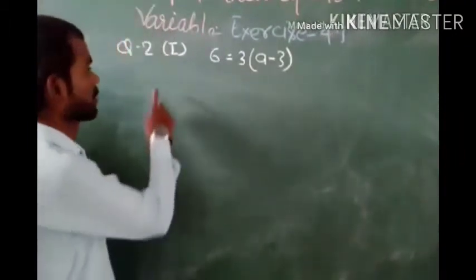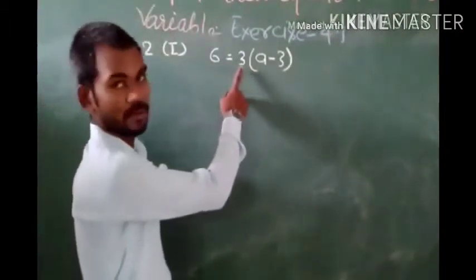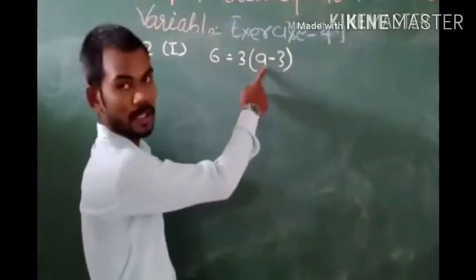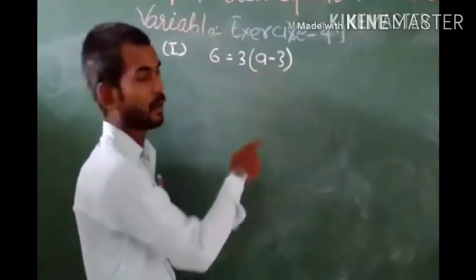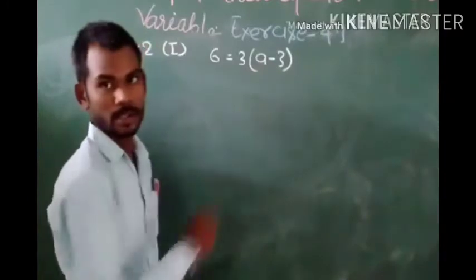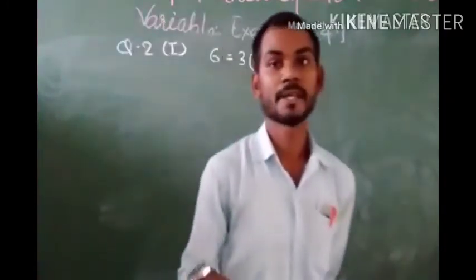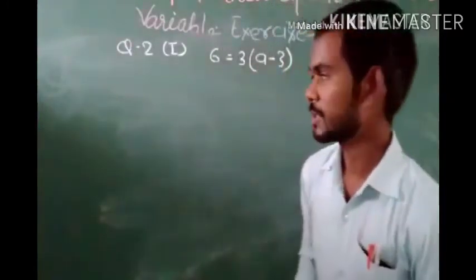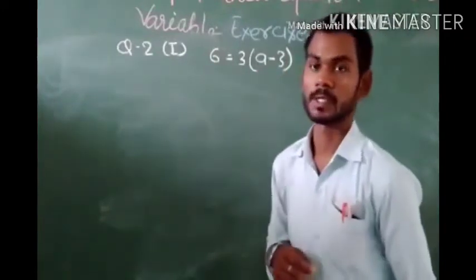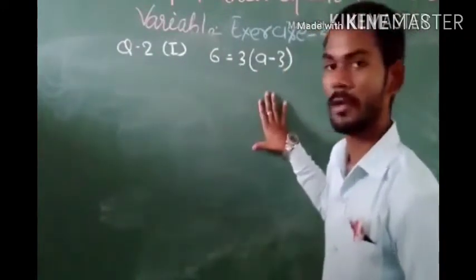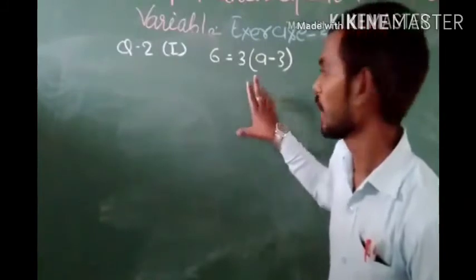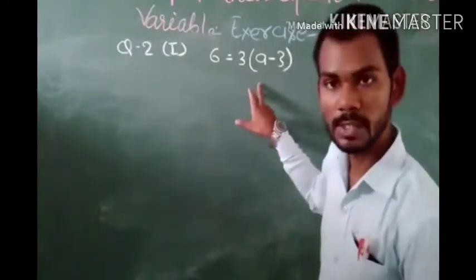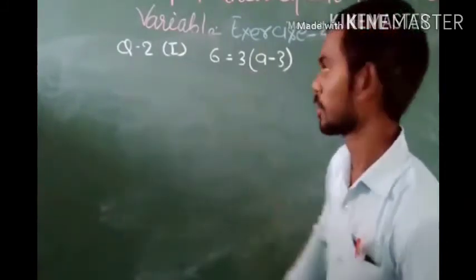Okay, the given question is 6 is equal to 3 multiplied by (a minus 3). Now, to solve this by simultaneous operation on both sides of the given equation, first of all, we have to divide both sides by the number 3.